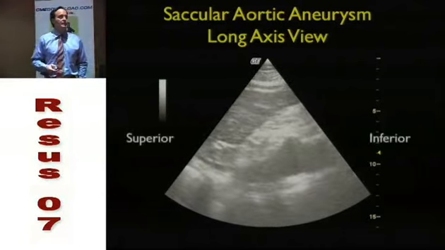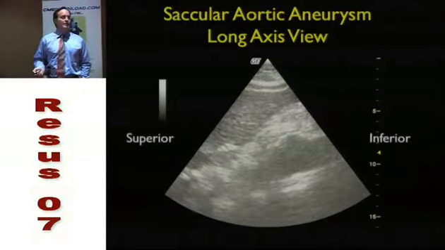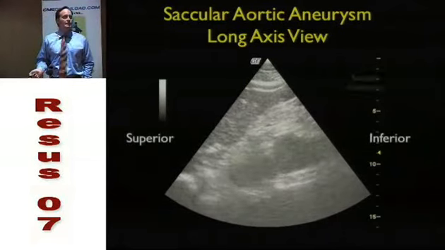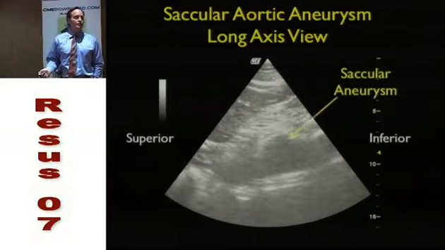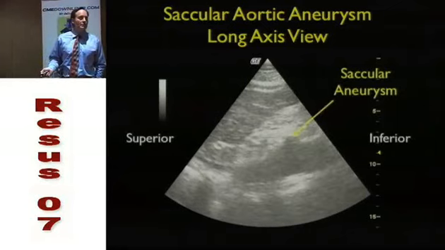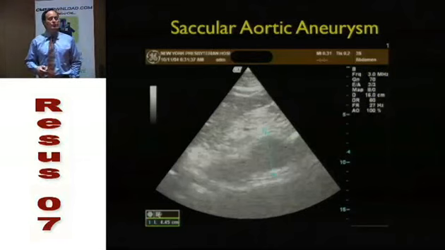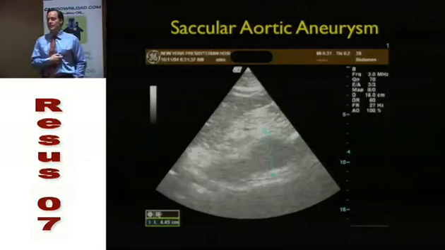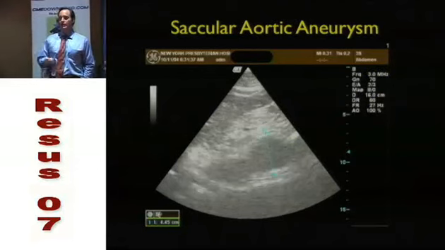There's just the superior to inferior. Again, long axis view, and you can see the little saccular aneurysm coming out there, outpouching. And when we measured it, it was 4.45 centimeters. So what do you guys think? Does that make the definition of a AAA? It's greater than 3, right?